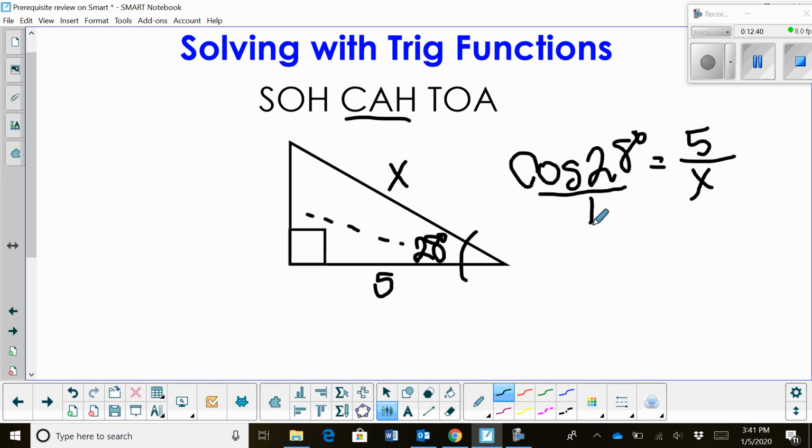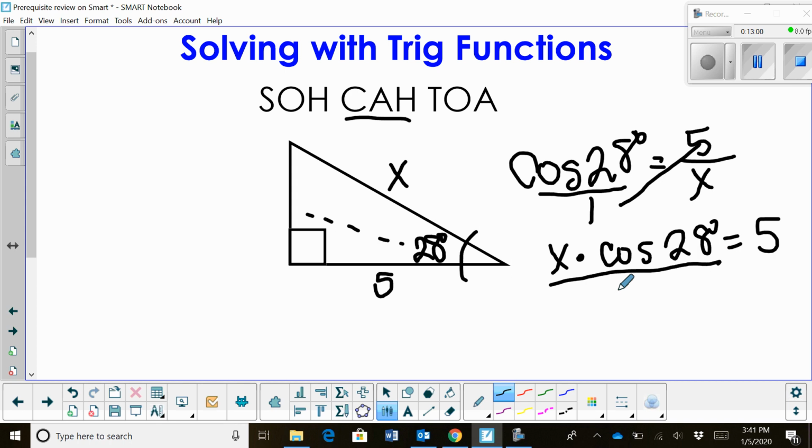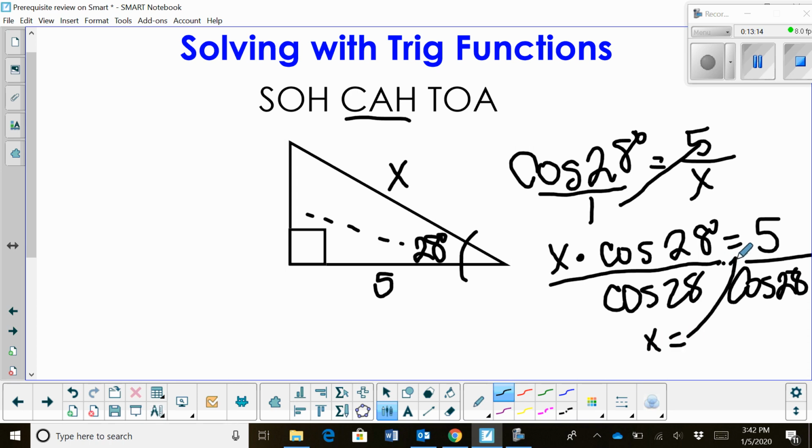Now the reason this one's different is when I go to set up a proportion, I'm going to end up having x times cosine of 28. So this time I'm not multiplying. I'm going to have to do a little bit of dividing here. And then of course when you do a cross product, you get 5 times 1, which is 5. Now to solve for x, I've got to divide by the cosine of 28. So you're going to take in your calculator 5 divided by cosine of 28, and that is what the length of x is going to be, which is, of course, the hypotenuse. And those are your 3 trig functions.